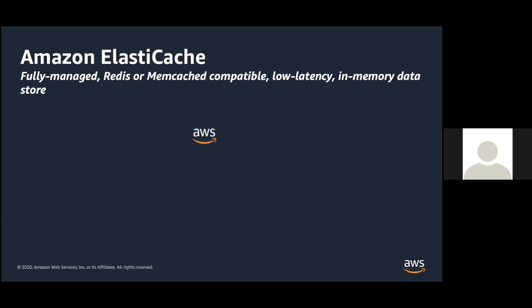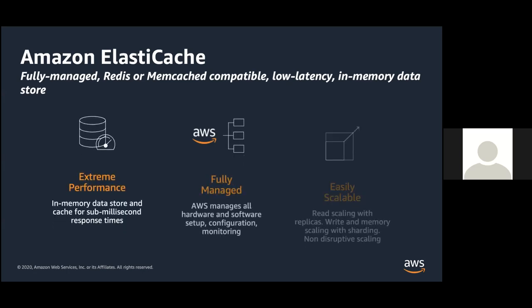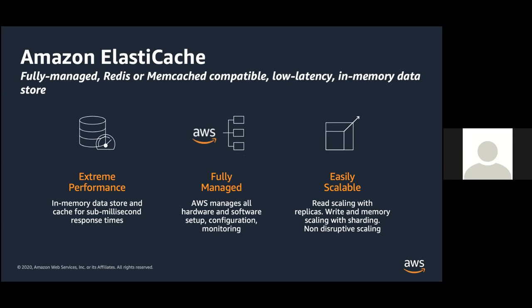ElastiCache supports two open source in-memory engines. One is Redis, a fast open source in-memory data store and cache, and then Amazon ElastiCache for Redis is a Redis compatible in-memory service that delivers the ease of use and power of Redis. So mainly Redis is the main one. As I said, it's fully managed, with extreme performance, so your web application doesn't have to wait to process data. Think of a booking site, or even an airline site, during busy season, summer vacation and whatnot. Those are some of the use cases there.